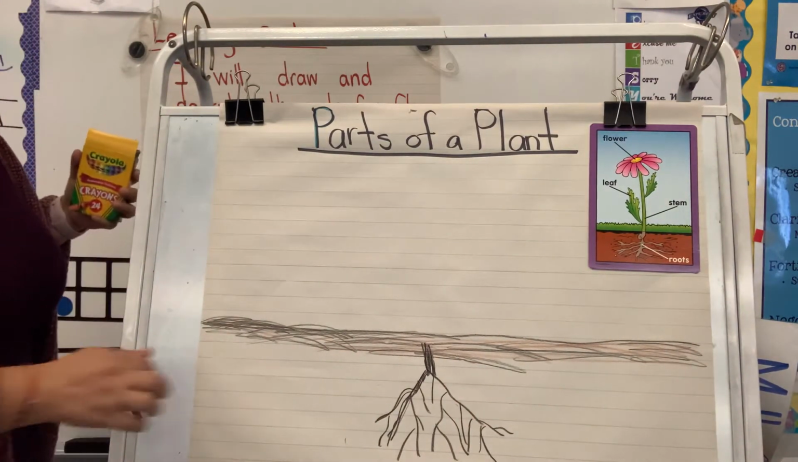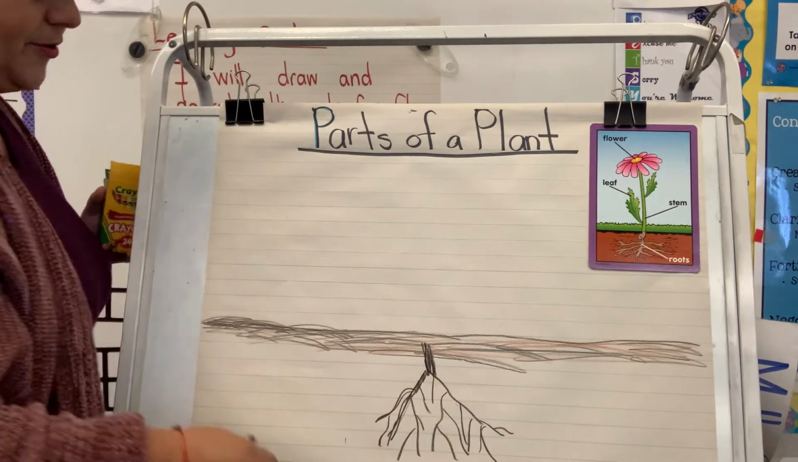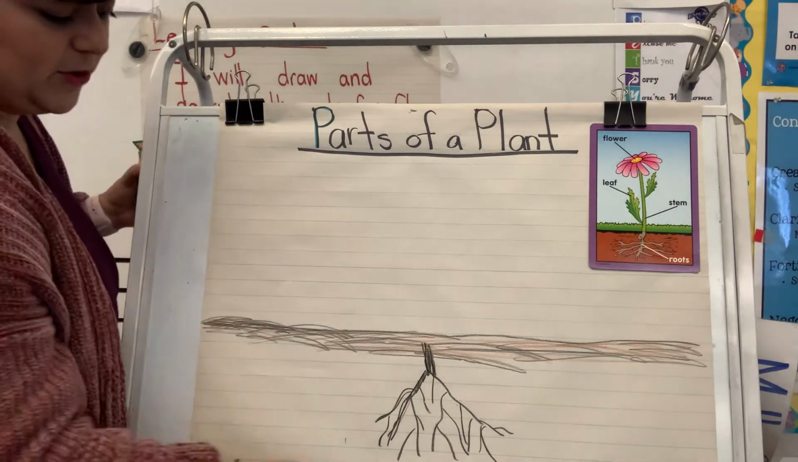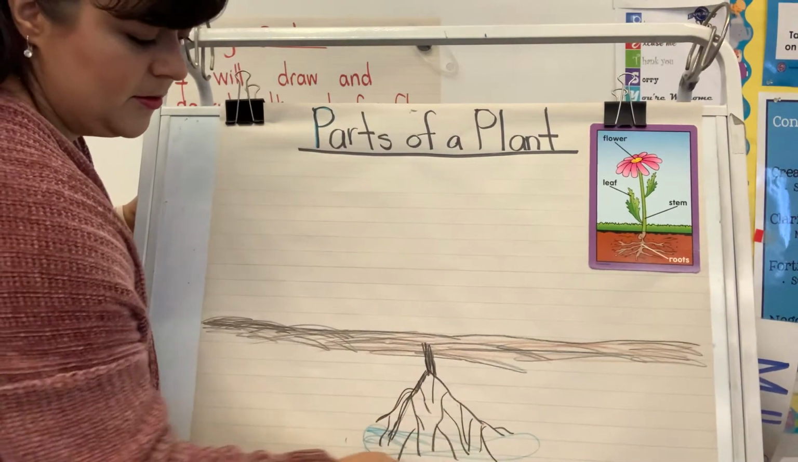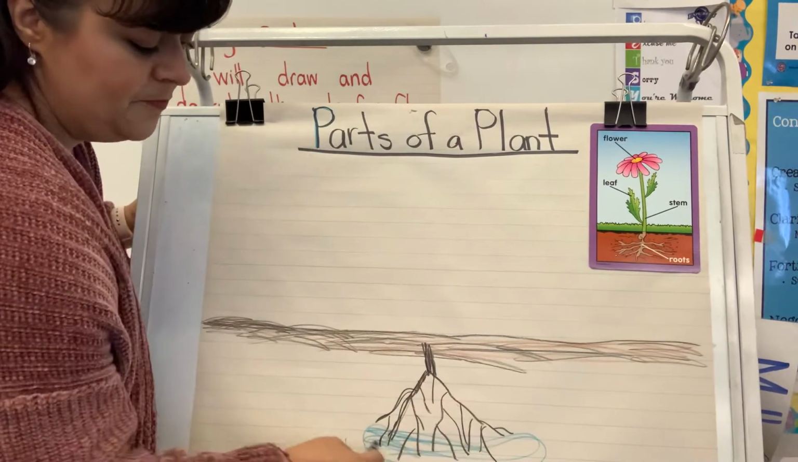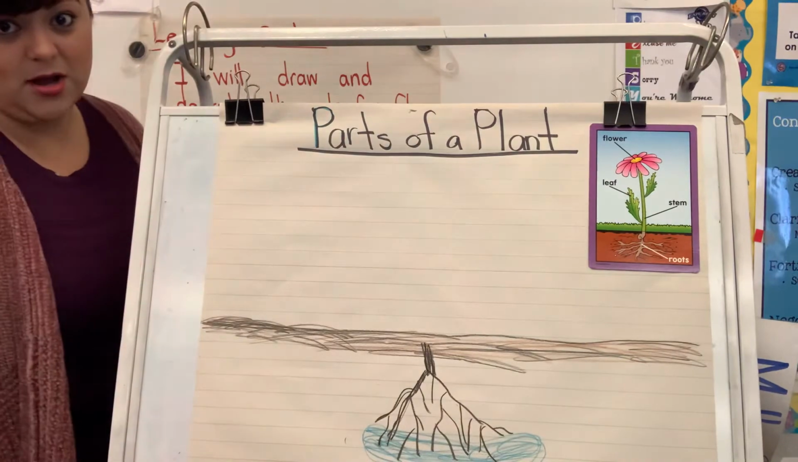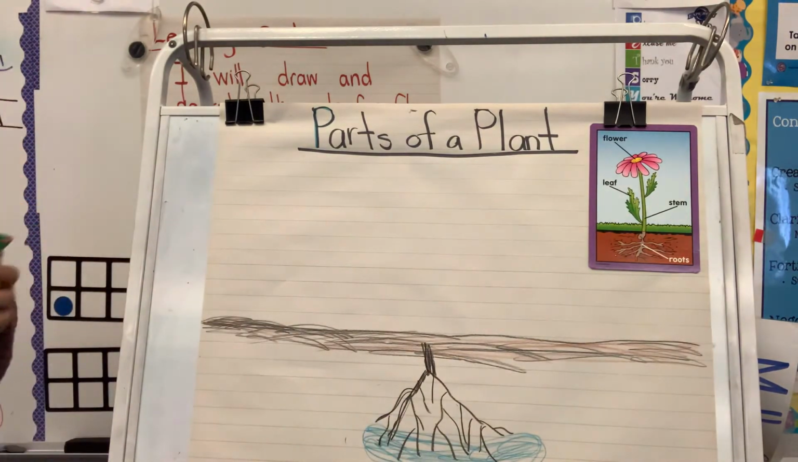And the roots help the plant drink water that's found underneath the earth. So I'll put a little bit of water down here. That's where they drink up the water like a straw. And they also get their nutrients. So that's their food that they need to survive.